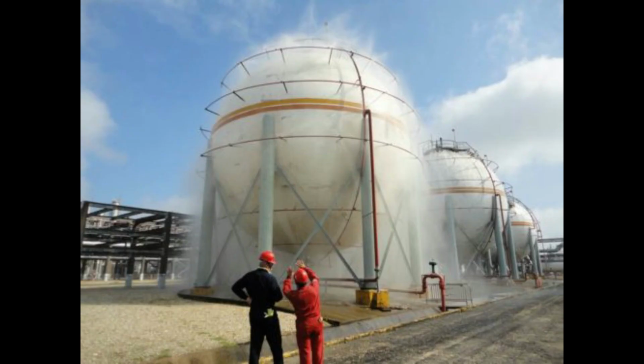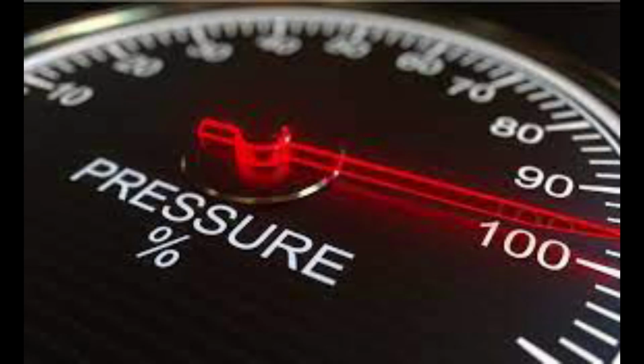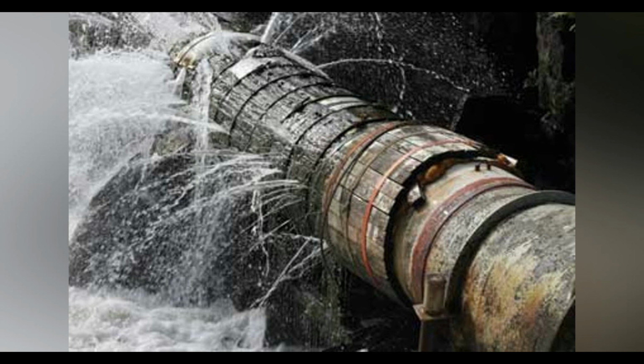The pressure in such a storage system can be lowered by diluting the material with a higher boiling solvent. This reduces the pressure difference between the storage system and the outside environment, reducing the rate of release in case there is a leak in the system.